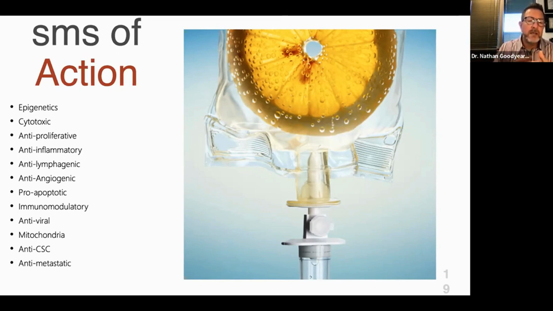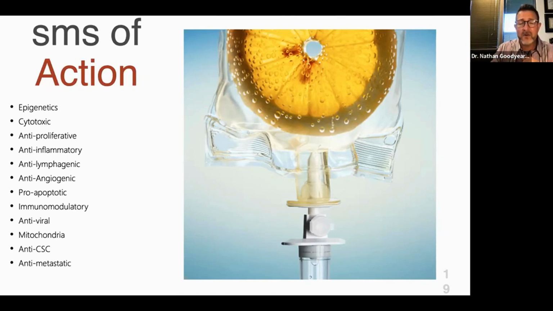But it can also suppress things that suppress the immune system in the tumor microenvironment. So what's called myeloid-derived suppressor cells and transforming growth factor beta. These are things in the tumor microenvironment that suppress the immune system, that allow the cancer to turn the immune system on the immune system. Really interesting, but vitamin C will actually suppress that process.